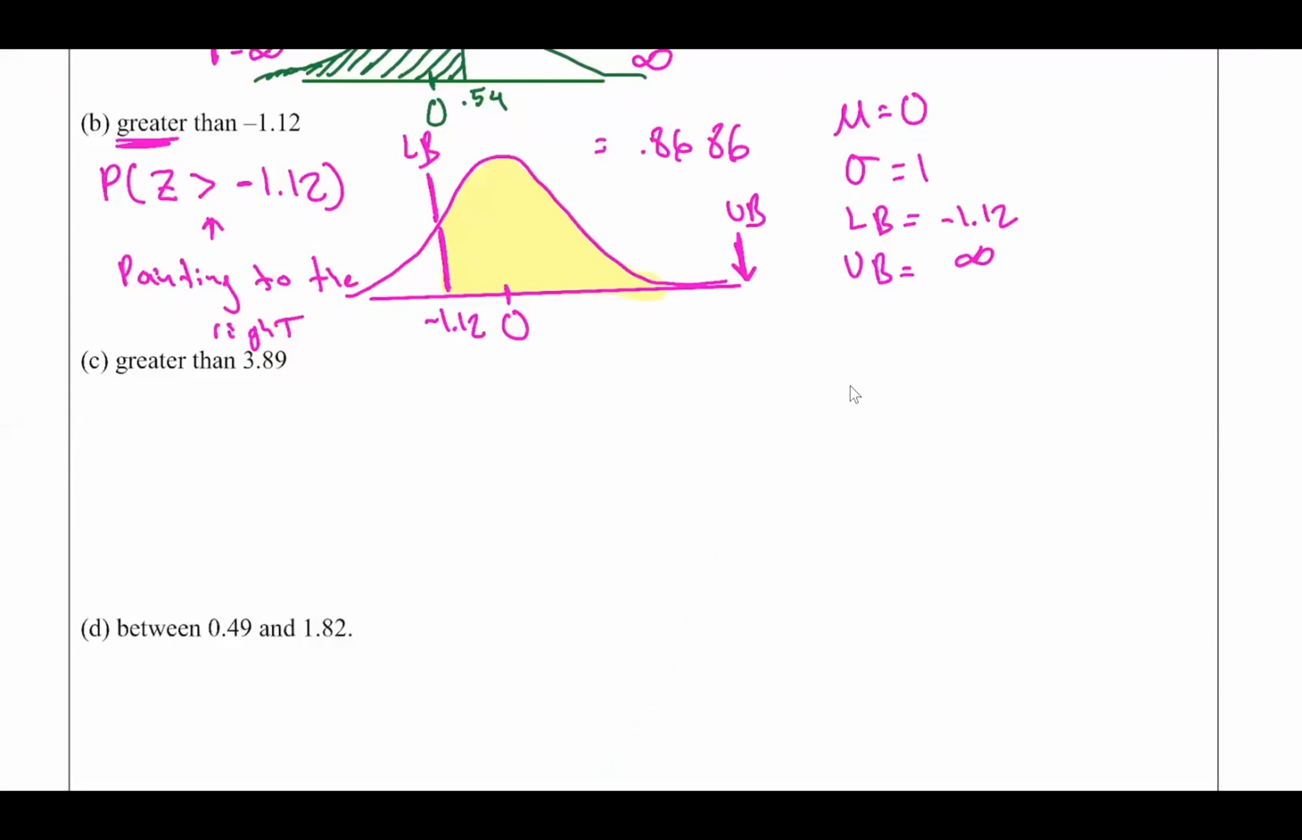So if you look at part C, it says greater than 3.89. If I were to write this, it would be that Z is greater than 3.89. So let's go ahead and draw this. Here goes 0, and then you have 3.89. That's telling me we're almost 4 standard deviations away from the mean, which is 0. So 3.89 should be somewhere over here.